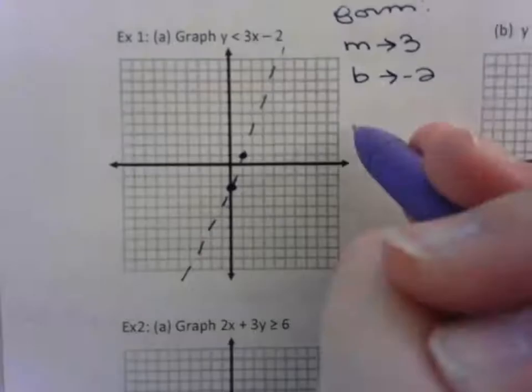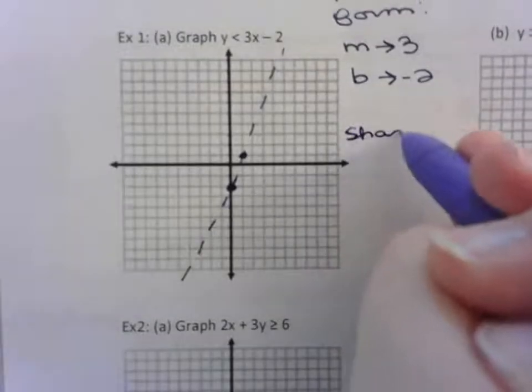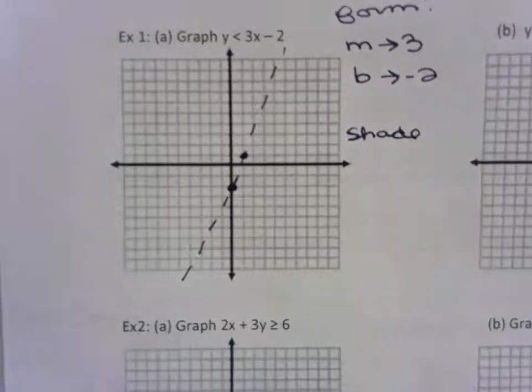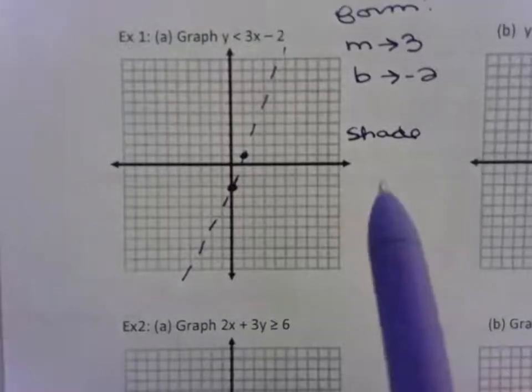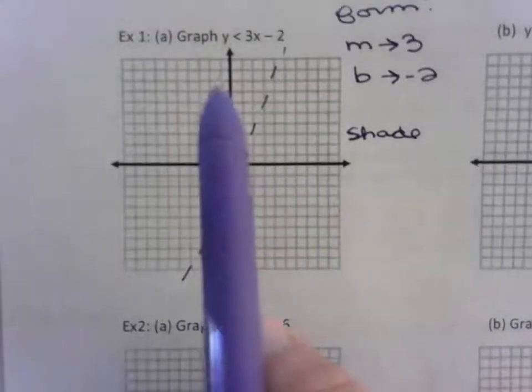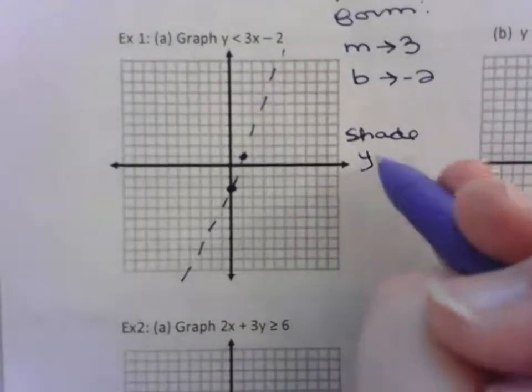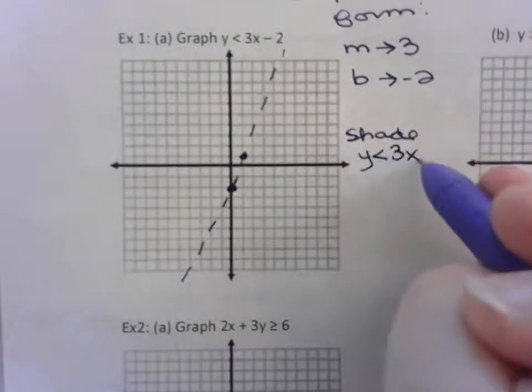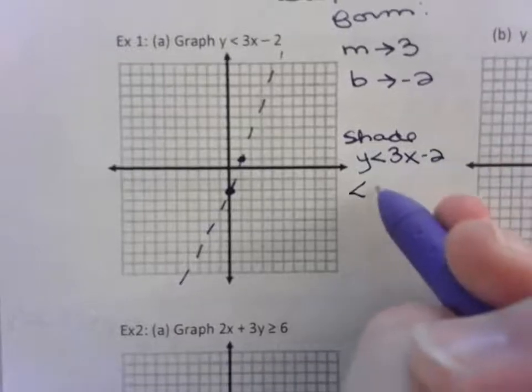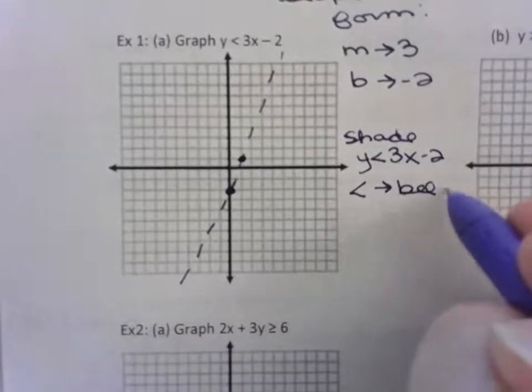Now, next thing we need to do is decide which way to shade. This is an inequality, so I'm going to have more than a single answer. So I need to shade, just like we did on the number line. Now, the nice thing is since this is slope-intercept form, you can use the shortcut. Y is less than 3x minus 2. If it is less than, you shade below it.